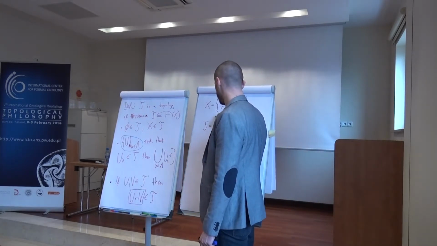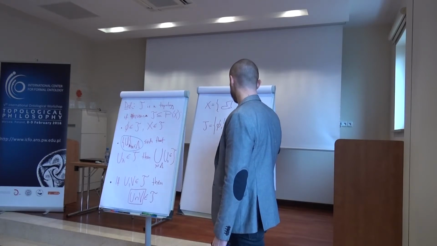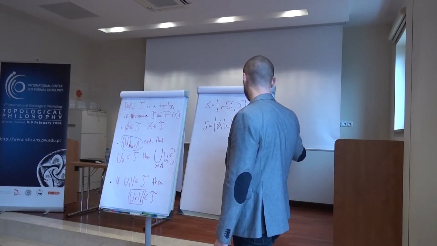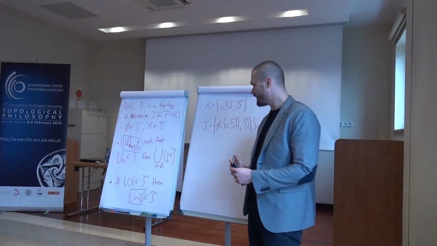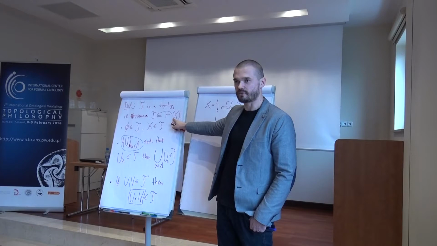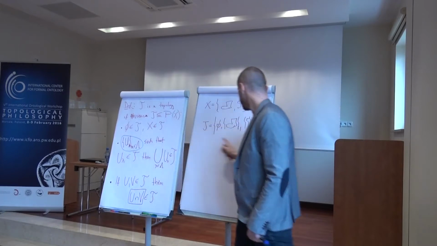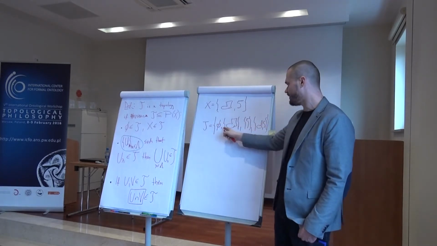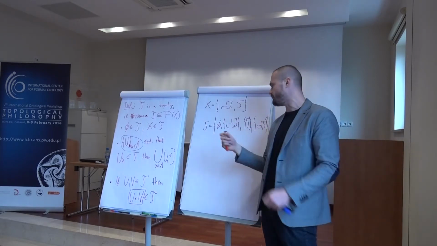So the topology would be the following: the empty set, a shoe, 5, and a shoe and 5. That's one example. And why is it a topology? Because it's a subset of the power set, right? So this condition is fulfilled. The empty set is there, the whole space is there. Then, if you have a number of objects here, the sum of those objects is also here.